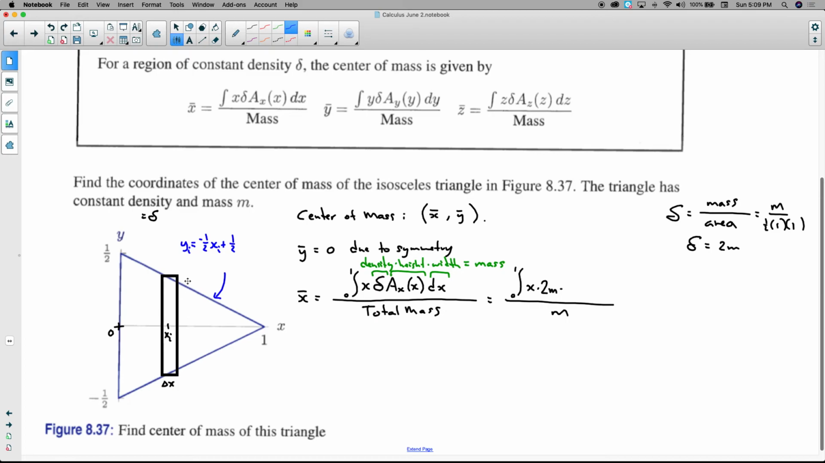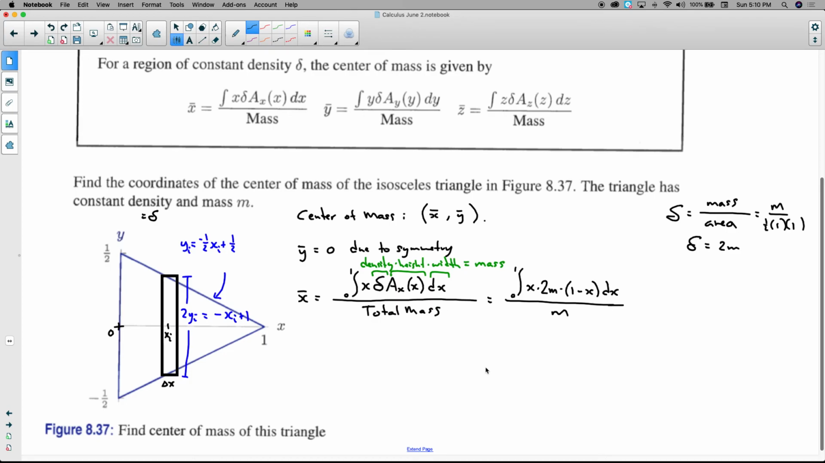Which makes the height of the ith strip 2 times y sub i, because y sub i is calculating just this one. And then what is that? All those get multiplied by 2, so negative x sub i plus 1, 1 minus x, dx.